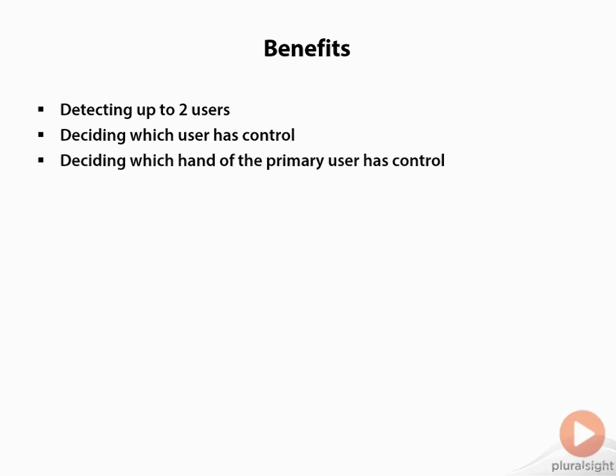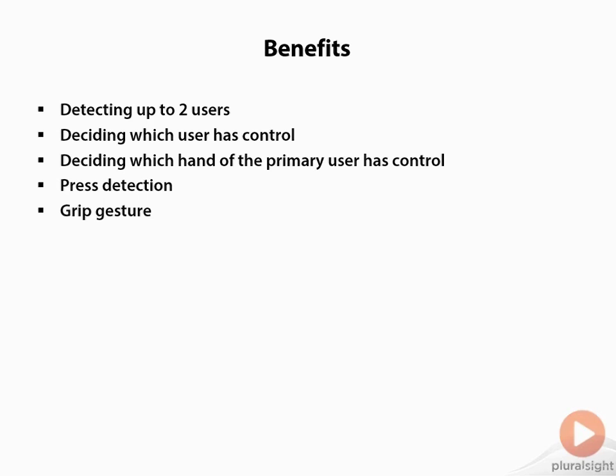Namely, it offers the following features. It can detect and work with up to 2 users. It can help deciding which user has control, which is important to avoid chaos if there are multiple users in the room. It also has a clever algorithm that helps deciding which hand of the primary user has control. Kinect Interaction can also detect press gestures, which is similar to when you press your hands toward the screen as if you were pushing a brick bank into a wall in an Indiana Jones movie. And it can also detect whether your hand is open or closed, which is called the grip gesture.